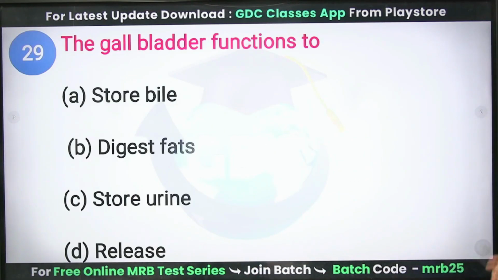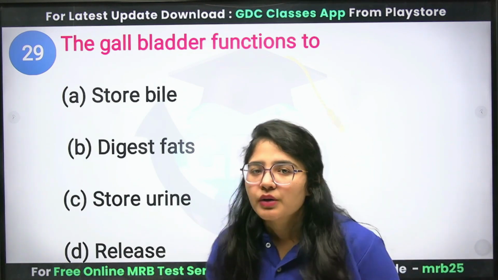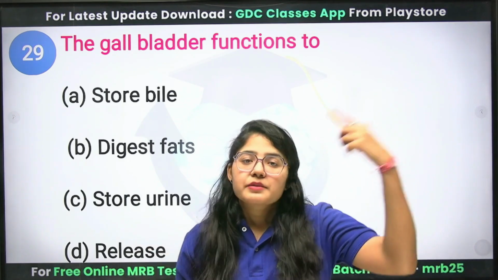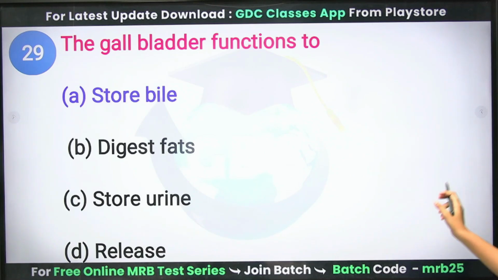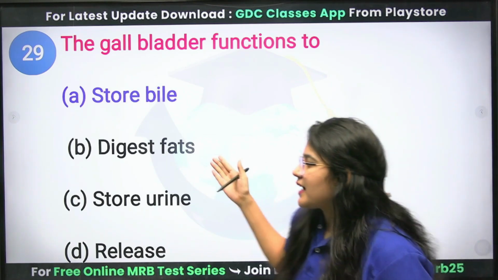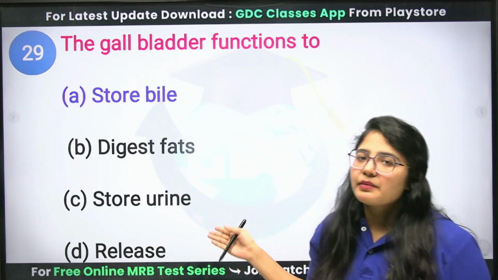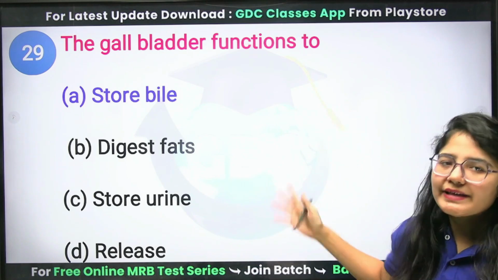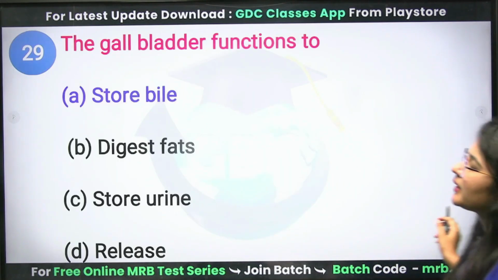Clear? Next question. The gallbladder functions to... The function of the gallbladder is to store the bile produced by your liver. So the correct answer is storing of your bile. Digestion of fat is done by your small intestine. Clear? Storing of urine is done by the urinary bladder. And release of... okay, release of nothing is written. Okay. So the correct answer is option number A.